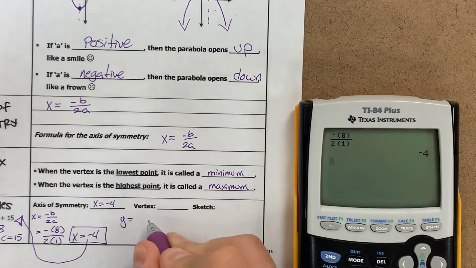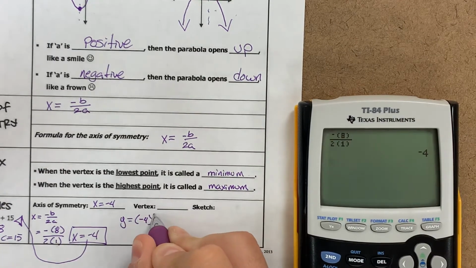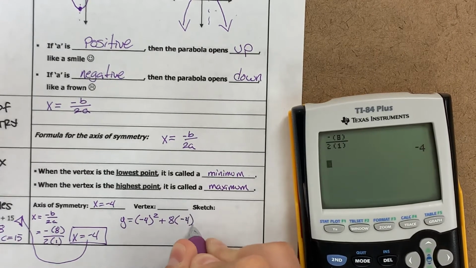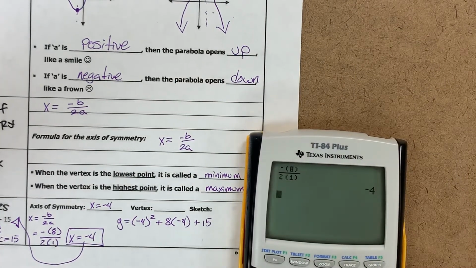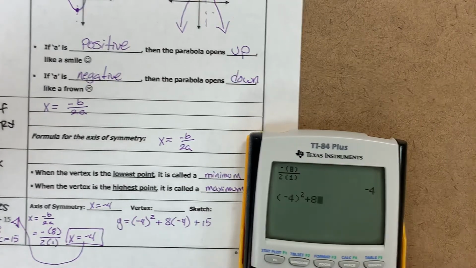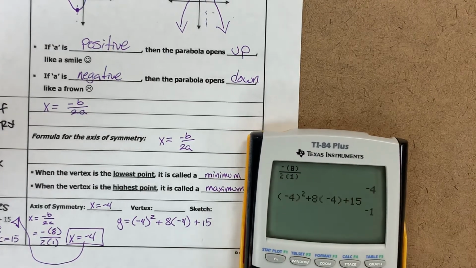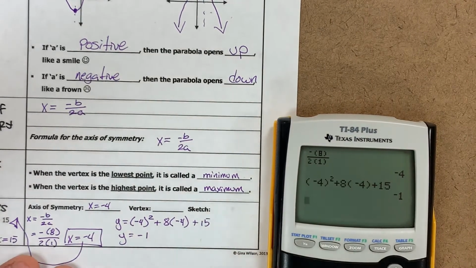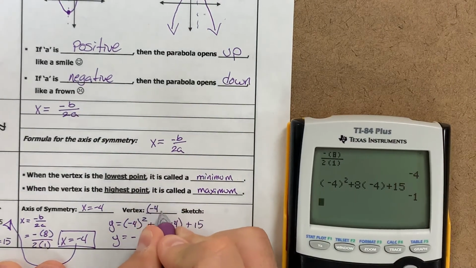So we go y equals -4 squared plus 8 times -4 plus 15. So we use our calculator again. Parentheses -4, squared, plus 8 times -4, plus 15. We get a y value of -1. And our vertex requires both the x value and the y value, so our vertex is -4, -1.